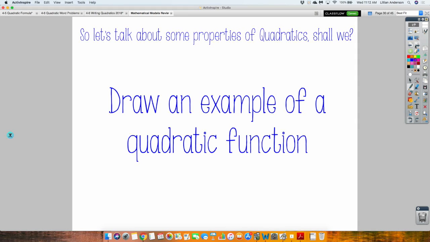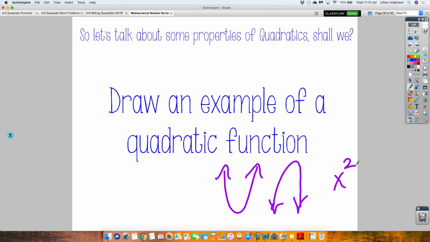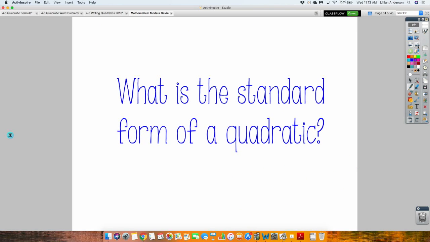Draw an example of a quadratic function. On your desk, draw an example of a quadratic function. All right. So, yes, a quadratic looks like a what? Parabola. It is a parabola, and it looks like a U. It can either look like a U going up, or it could look like a U going down. Okay? That is a quadratic. X squared. Okay? Those are quadratic functions.